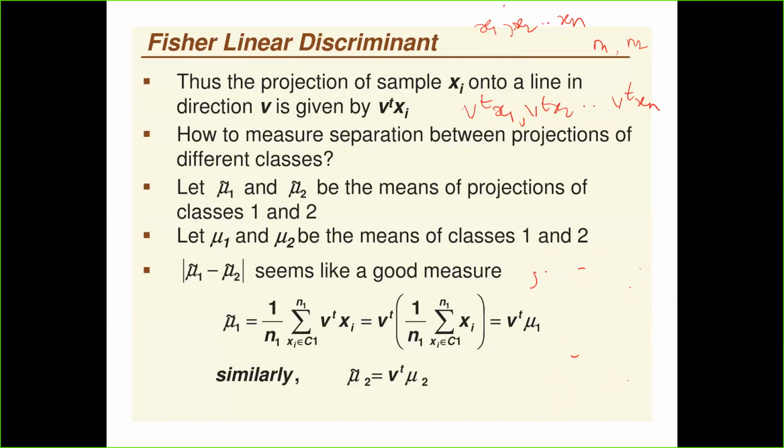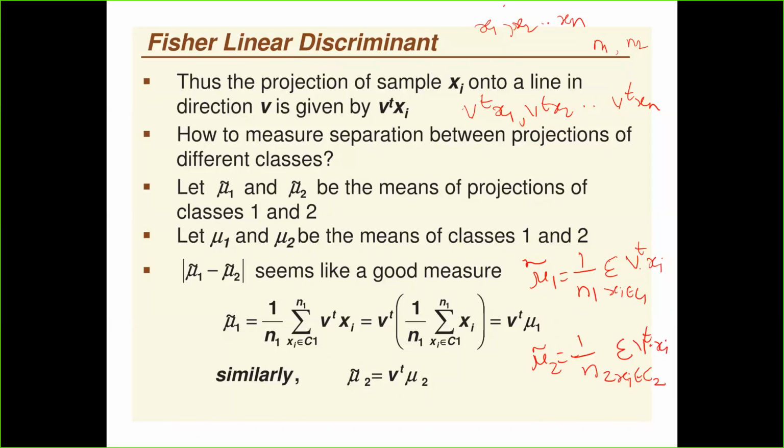Let us call it mu1 bar. So this is 1 by n1, and instead of xi, use V transpose xi, for all xi belonging to class 1. Similarly, can you tell me mu2 bar? Mu2 bar is 1 by n2, sum over xi belonging to class 2 of V transpose xi.